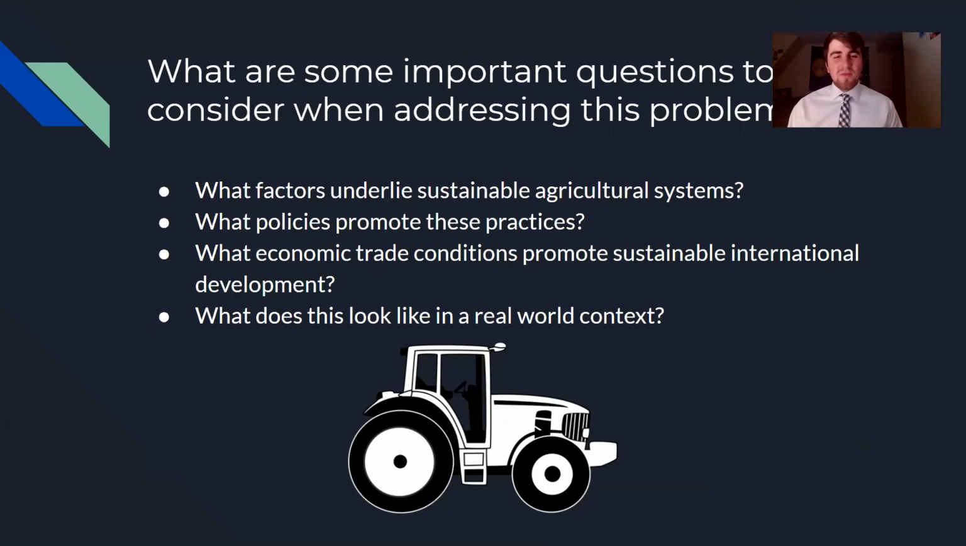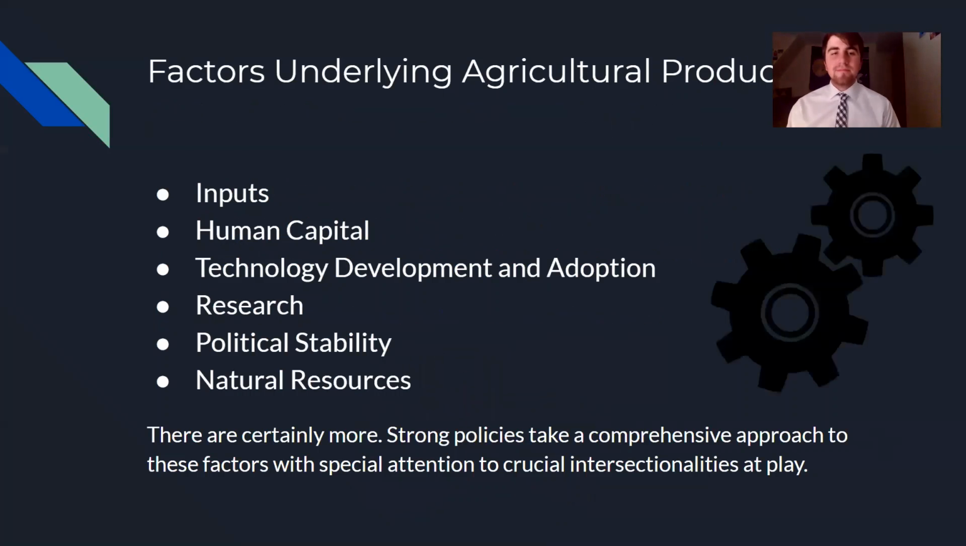So those questions include what factors underlie sustainable agricultural systems and what are some policies we could put in place to promote those practices. I also wanted to think about what economic trade conditions promote sustainable international development and what that may look like in a real world context.